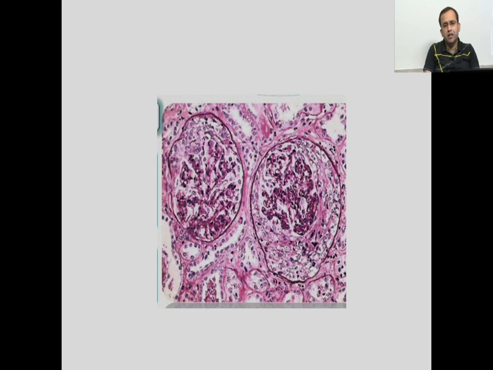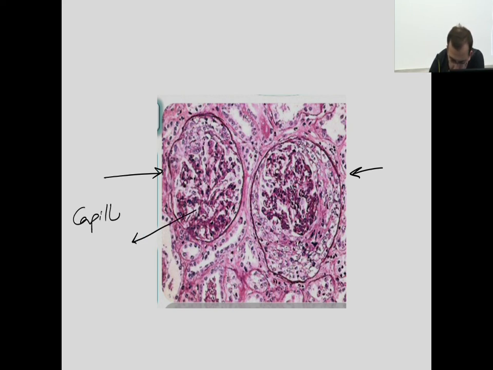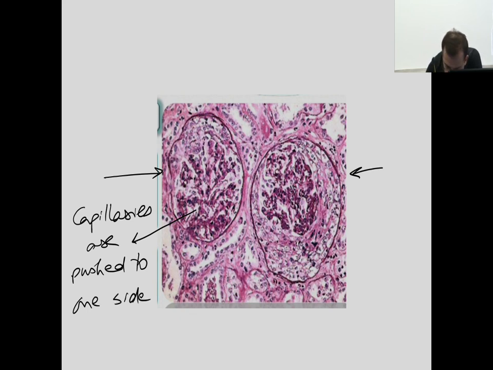Next, now have a look at this. First, identify the structure, then the parent organ. What you have here is the glomerulus. This is a glomerulus with capillaries which are pushed to one side, with presence of a crescent on the outside.